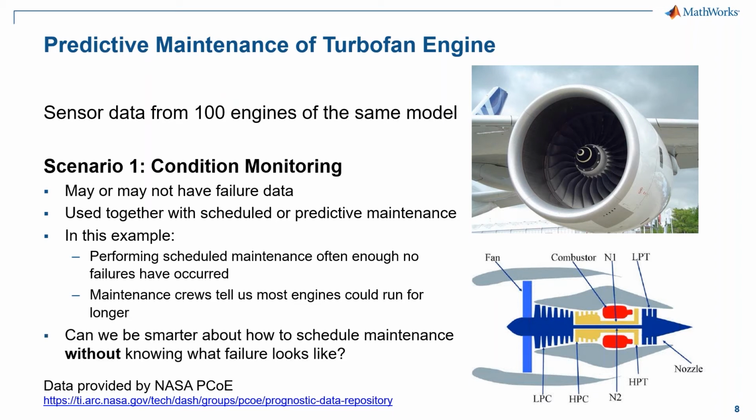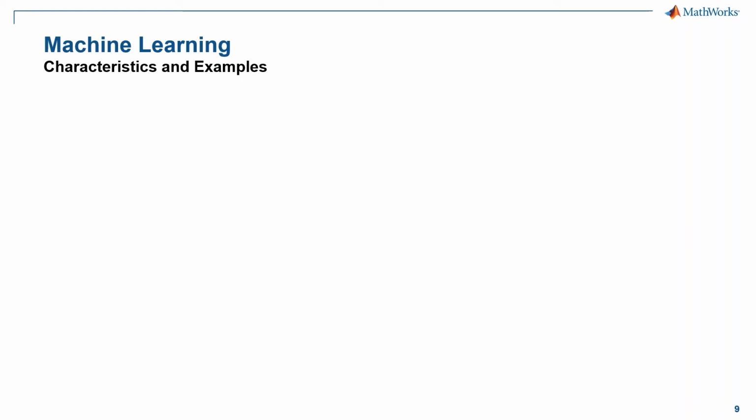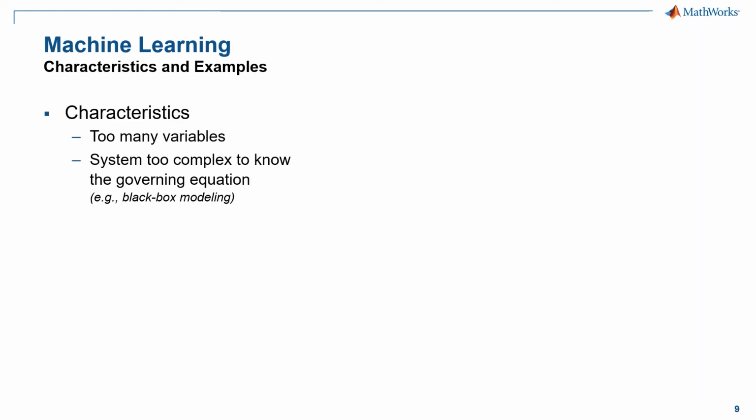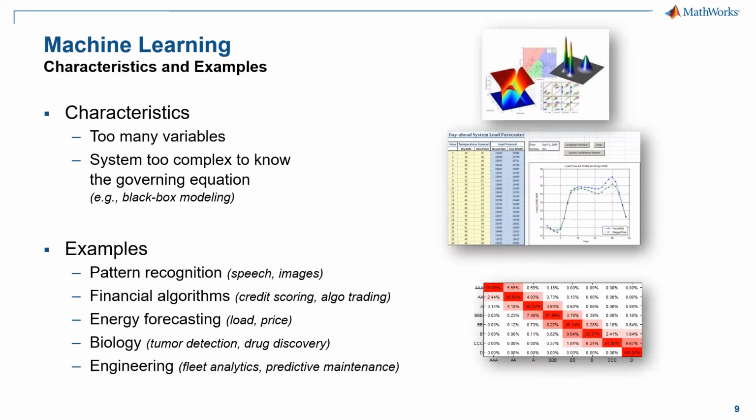And so can we use this information along with the data that we have recorded from the sensors in order to be able to understand how we should schedule maintenance without even seeing a failure occur? Right, so that's what we're going to be doing first. Now, to do this, we are going to be using machine learning to solve this problem. We're doing this because this is a complex system. There's a lot of variables. It's too complex to know a governing equation, or it might take a lot of effort in order to be able to build one. And there's a lot of examples of machine learning.